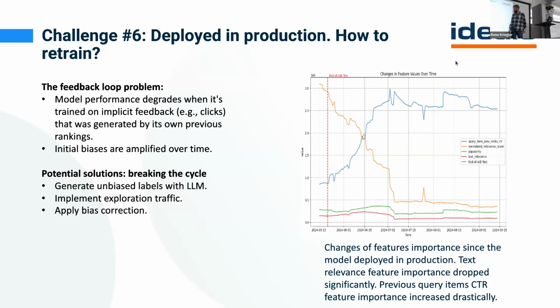Again, as a solution, if you manage to set up LLM labeling, we believe it's unbiased, so we even believe that it will solve our problems. Another solution is to implement exploration traffic. You don't touch some traffic at all with your ranking algorithms, and then you use this traffic for evaluation and maybe even retraining. And again, apply bias correction.